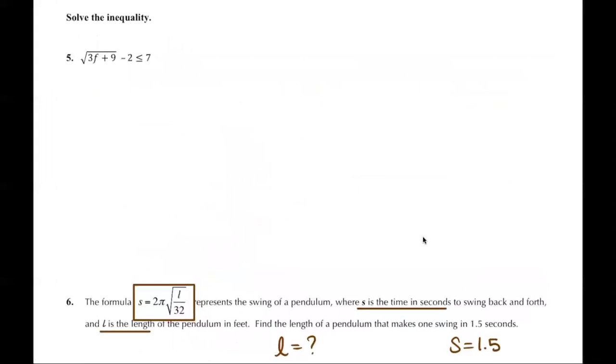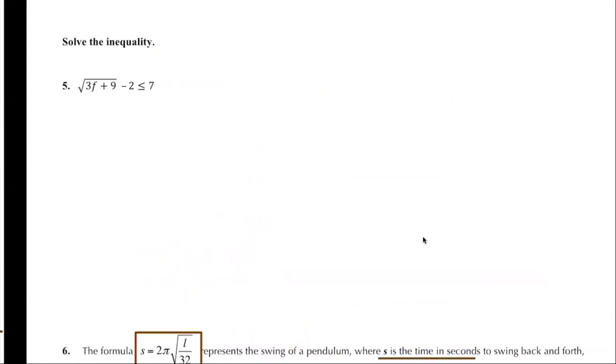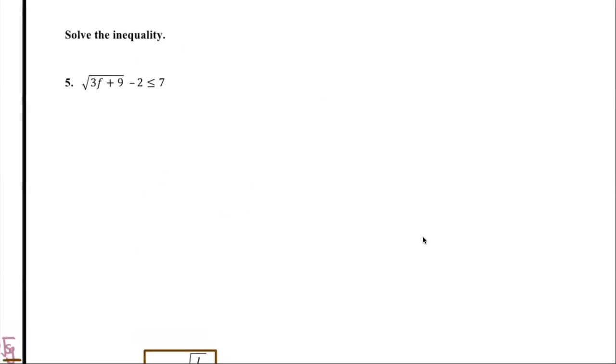All right, so number 5 is actually kind of a review problem from yesterday. Notice we only have one radical, and it's an inequality. So let me see if I can get help on this one from Colby. All right, Colby, start us off. What do we do?